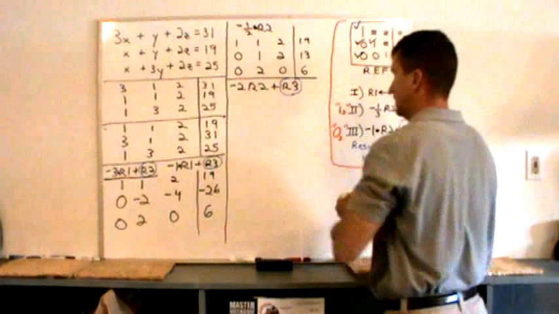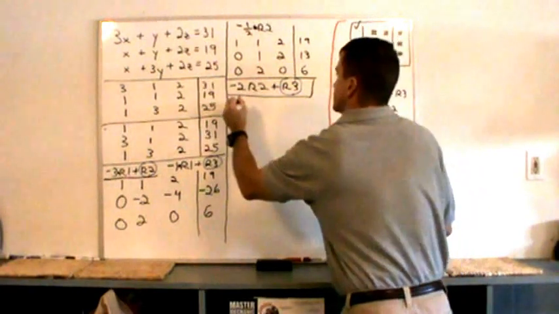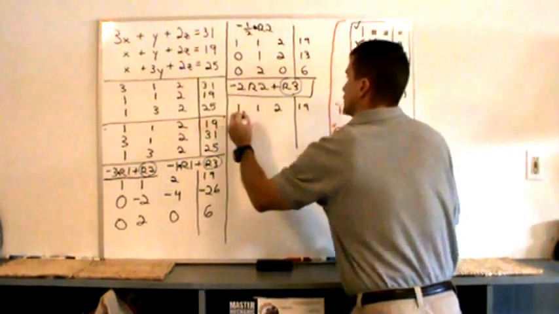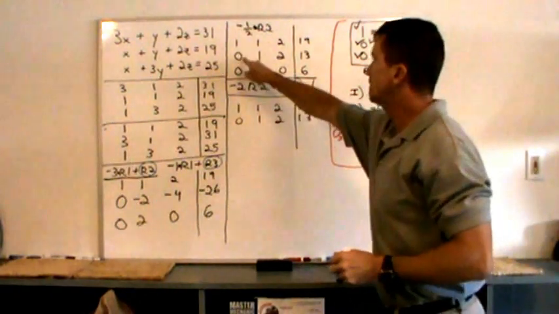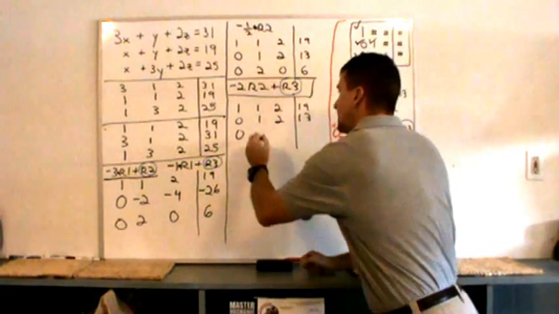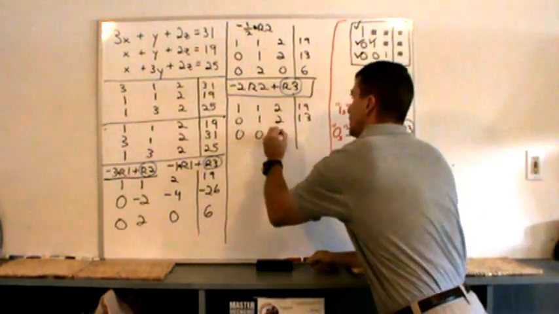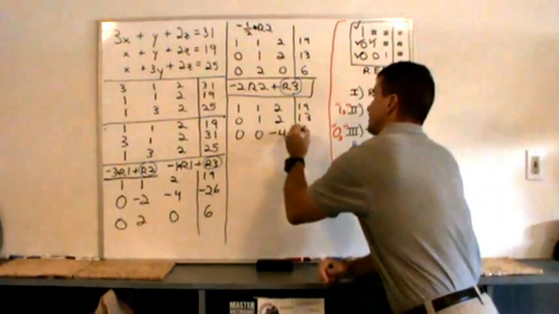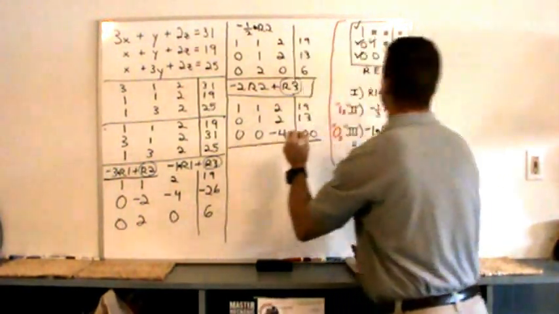Now, let's see what we get. After I do this operation, this is still 1, 1, 2, 19, 0, 1, 2, 13. Negative 2 times a 0 plus a 0, 0. Negative 2 times a 1 add a 2, 0. Negative 2 times a 2 add a 0 is negative 4. And negative 2 times a 13 add a 6 is negative 20. Alright. Check those off.